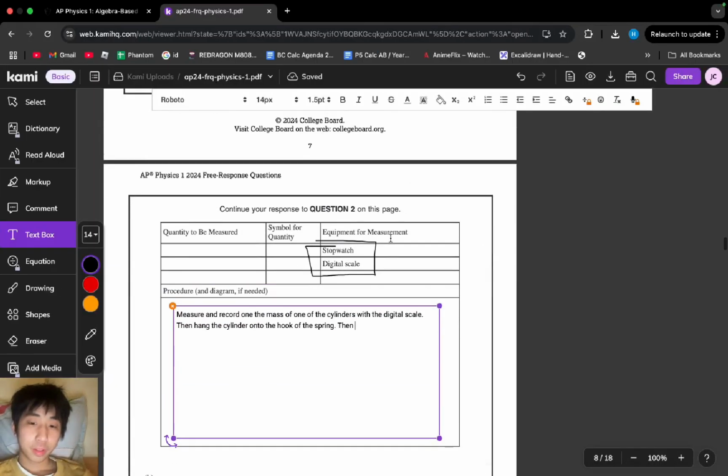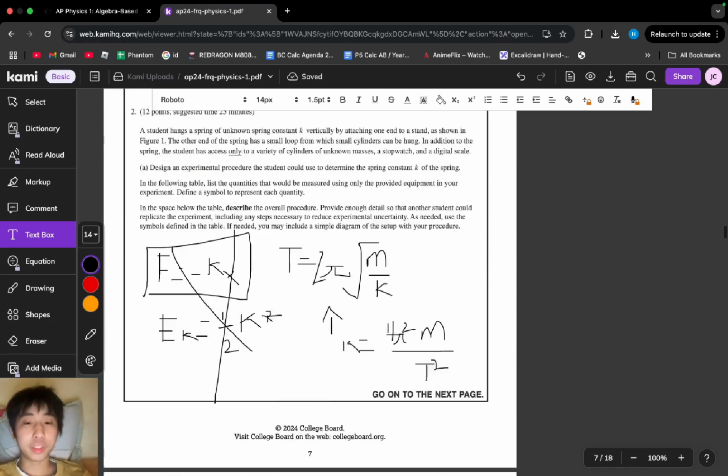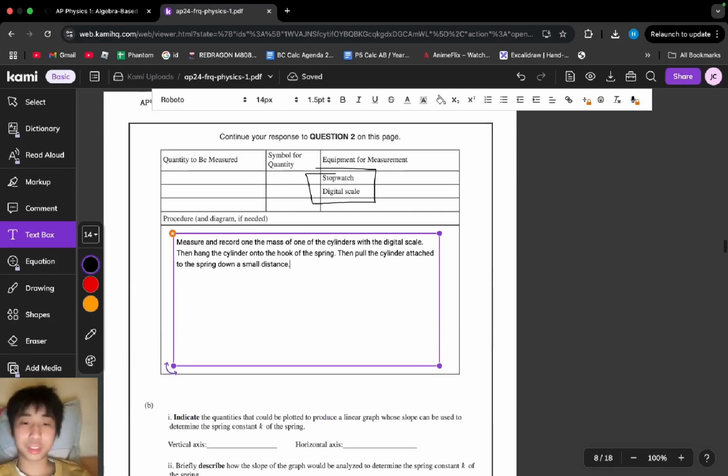So, the next step is to stretch the spring, or pull the weight down. Pull the cylinder attached to the spring down a small distance. You don't need to specify how small. I mean, you could say 1 centimeter, but realistically, we don't know, so just say small distance, right? And a small distance to put the spring into simple harmonic motion.